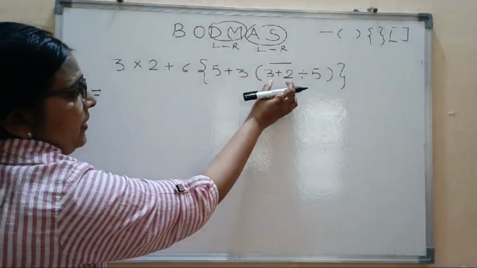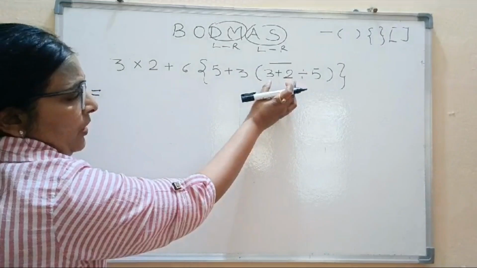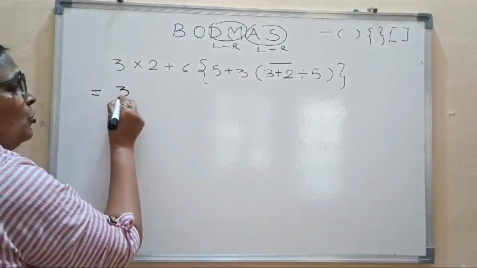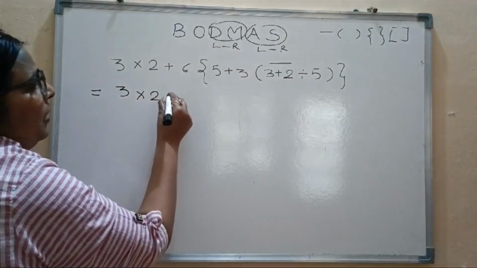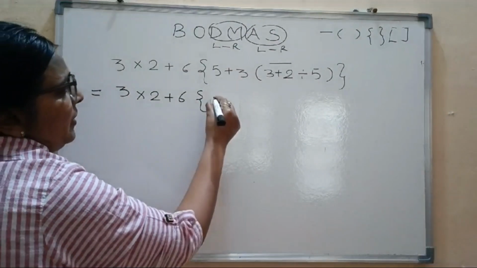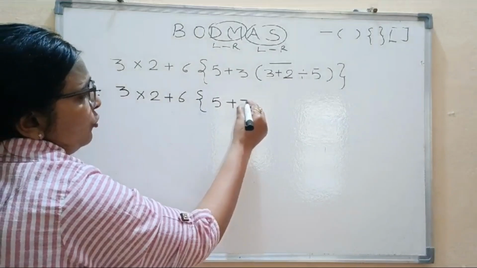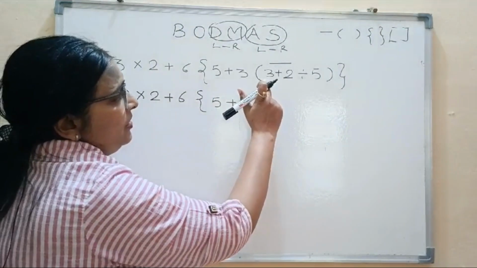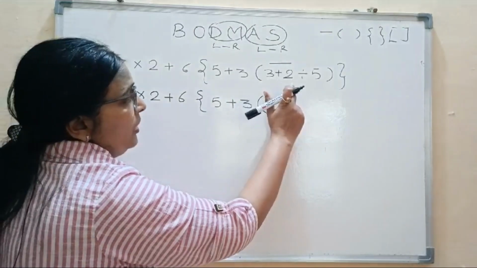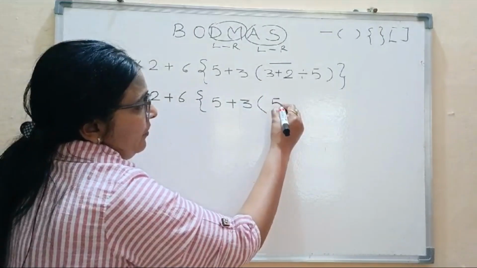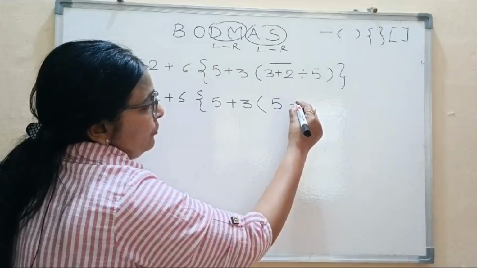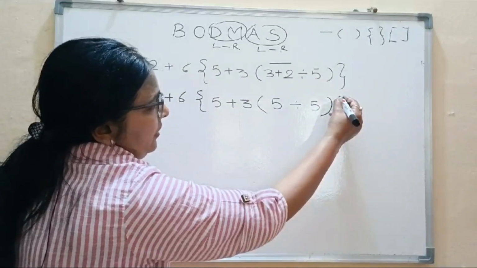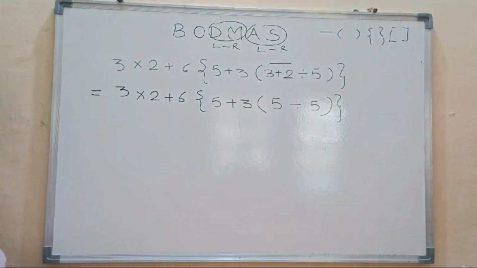The line bracket. The remaining you are going to write as it is. Where is the line bracket? Here, 3 plus 2. So you are going to solve this bracket first. Remaining as it is, 3 into 2 plus 6, then the curly bracket, 5 plus 3. Then we will start this small bracket. Here now we are solving this one. 3 plus 2 is 5. Remaining as it is, 5 divided by 5. The small bracket is completed. Then after that, the curly bracket.